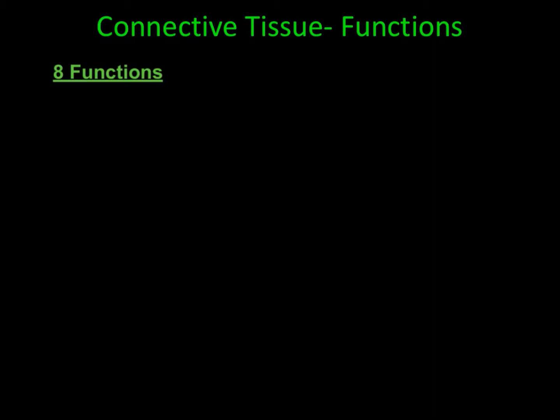In this section of histology, we're going to talk about connective tissues. Connective tissue is probably the most diverse type of tissue found in the human body, and the reason why connective tissue is so diverse is because of the functions that it performs.